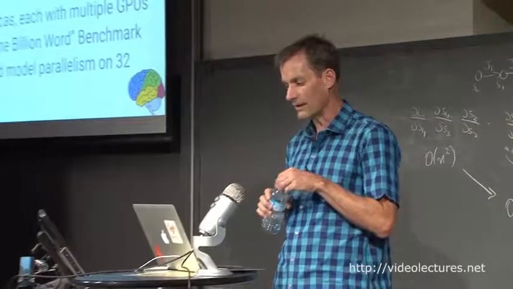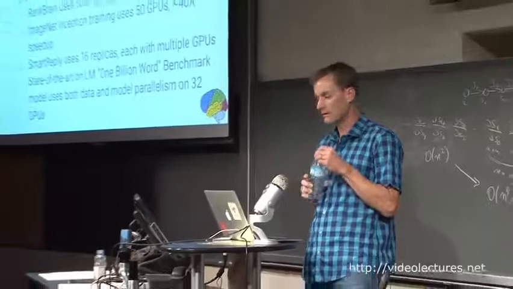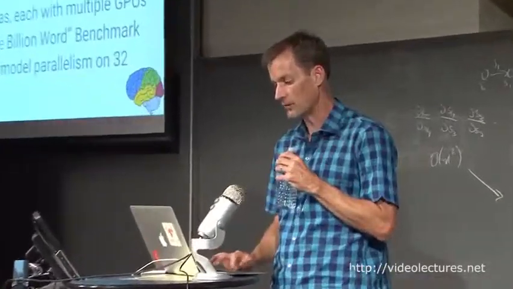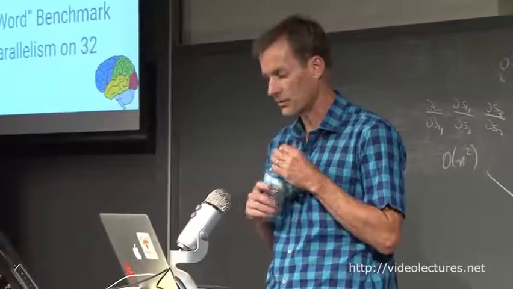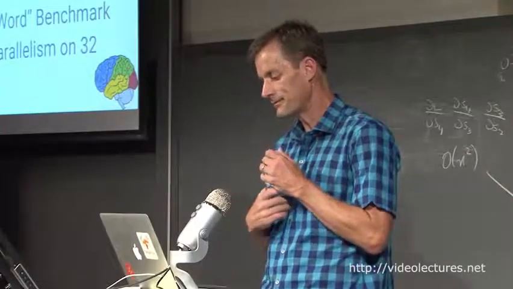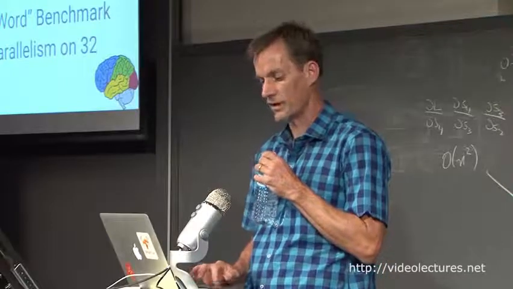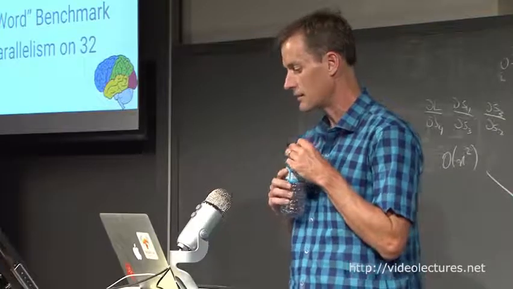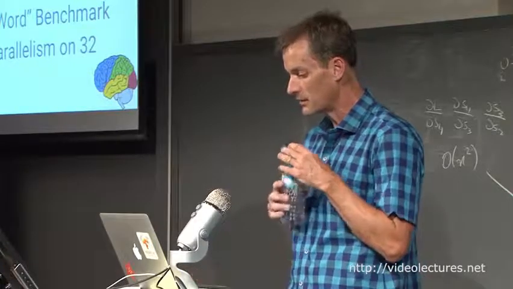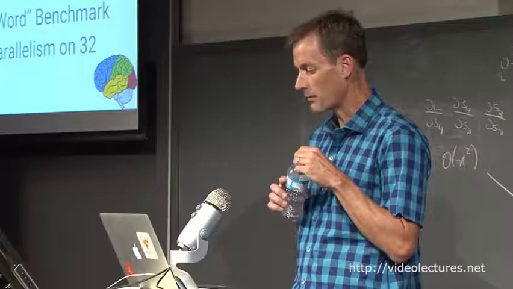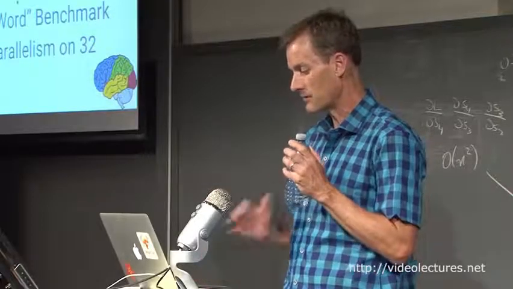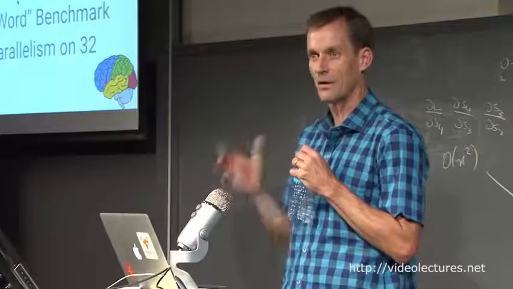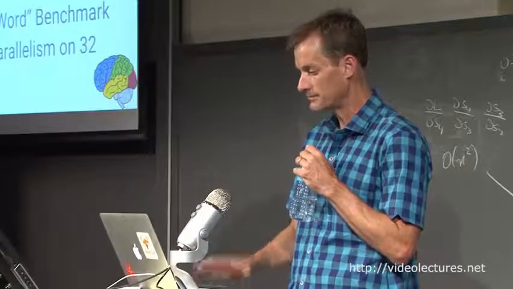So data parallelism actually is a really important tool that we use pretty heavily. So for example, training one of our ranking models for search, we use 500 replicas. We use 50 GPUs to train some of our large image models for ImageNet, and typically get maybe a 40x speed up. We have a system called Smart Reply that uses 16 replicas, each with many different GPUs. So this is pretty important for getting the turnaround time low.